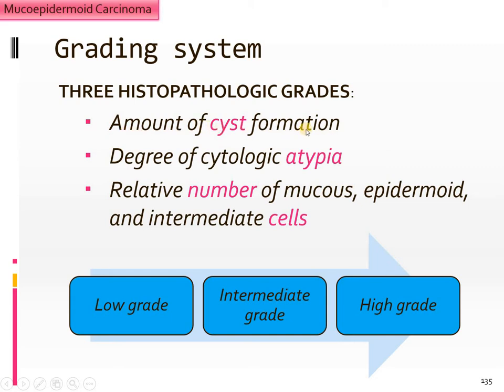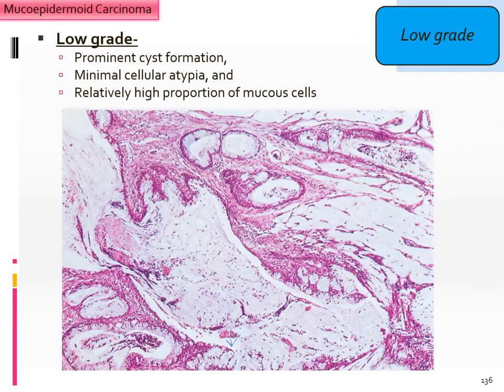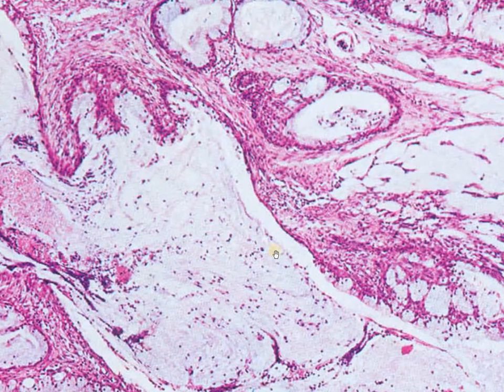One which has a lot of cystic spaces. The other which has a very low degree of atypia and a very low number of mucous cells. So based upon the amount of cyst, amount of atypia, and the number of mucous, epidermoid or intermediate cells, it is categorized as low grade, intermediate grade, and high grade mucoepidermoid carcinoma. Mucoepidermoid carcinoma of the low grade will show large cystic spaces as you see here. This is a very large cystic space filled up with some mucin and some inflammatory cells inside.